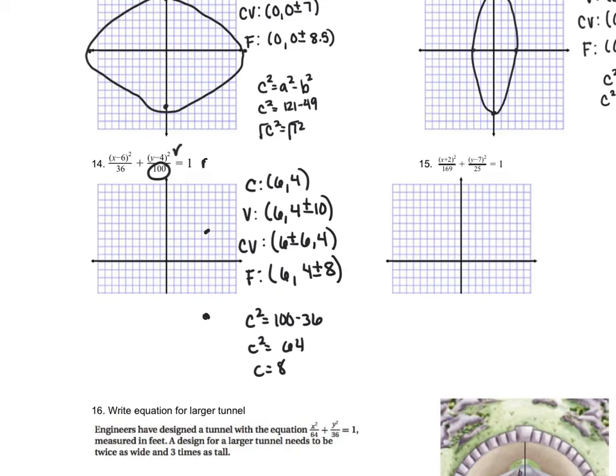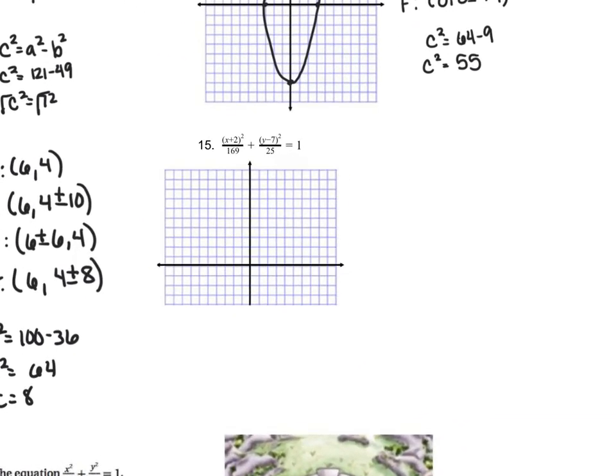My co-vertices are at 6 plus 6, which is 12 comma 4. So that's going to be over here somewhere, and 0 comma 4. So again, this is just a rough sketch because we don't have the space. Alright, last one of these.